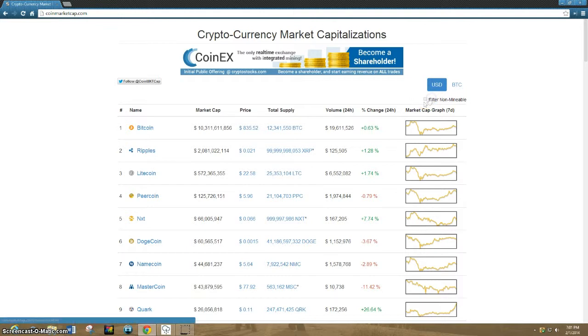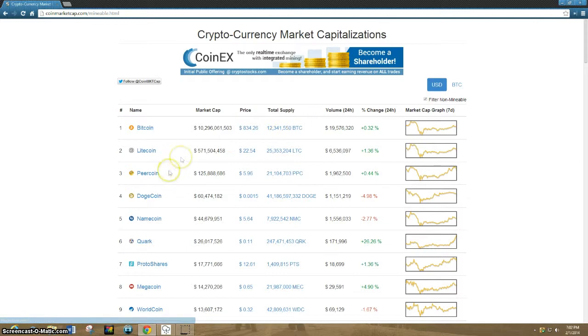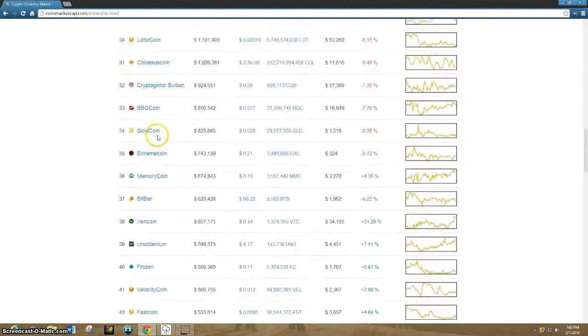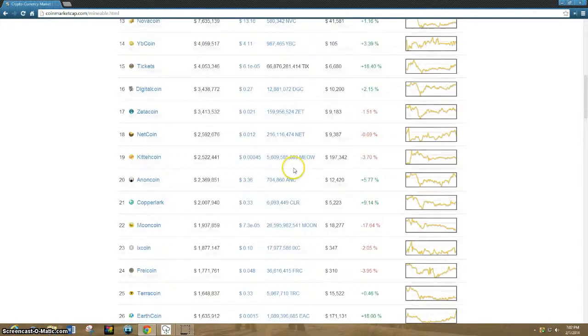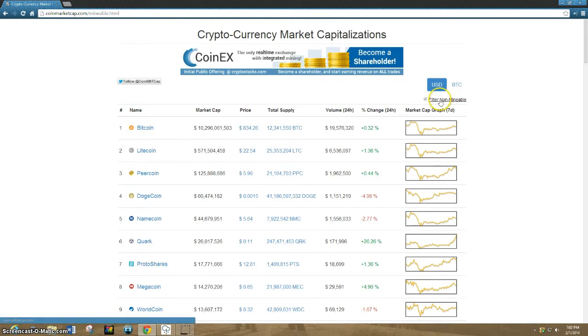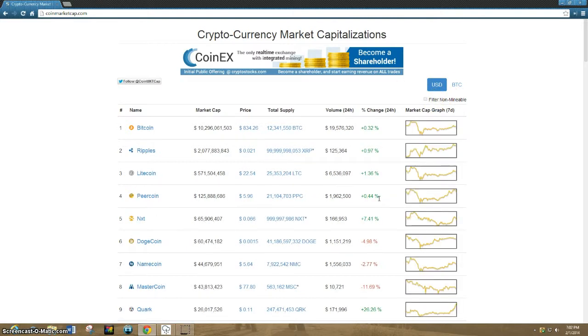If you click here, it will filter the non-mineable. As you can see, the Ripples are gone, and now there are only 83 coins instead of 86, which means there are 3 non-mineable coins out there. The non-mineable coins tip the scale because there's basically an infinite amount, so their value can be skewed. I plan on doing videos where I spotlight individual coins for more in-depth stuff about them. So now let's go back to all the coins.